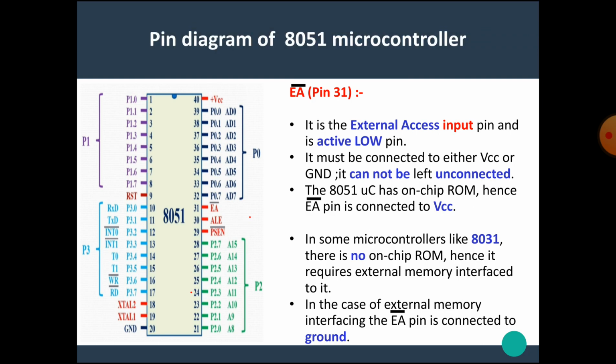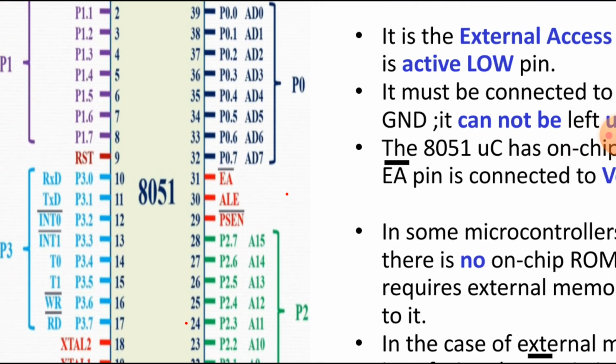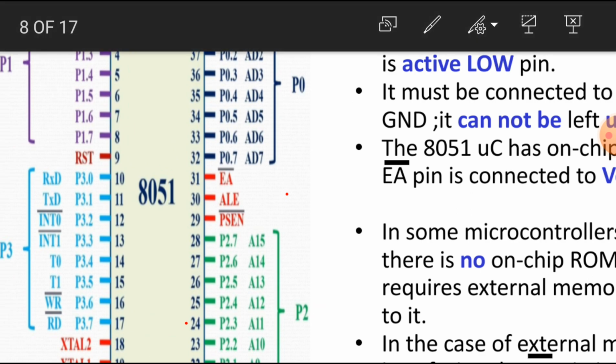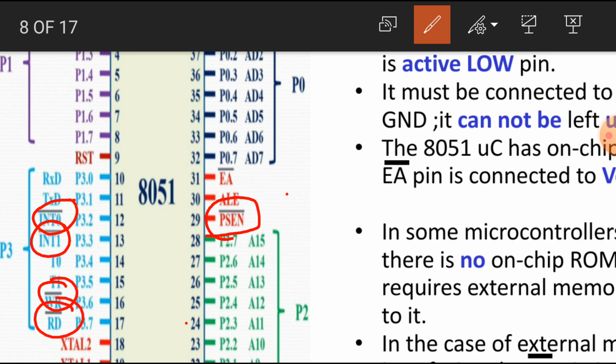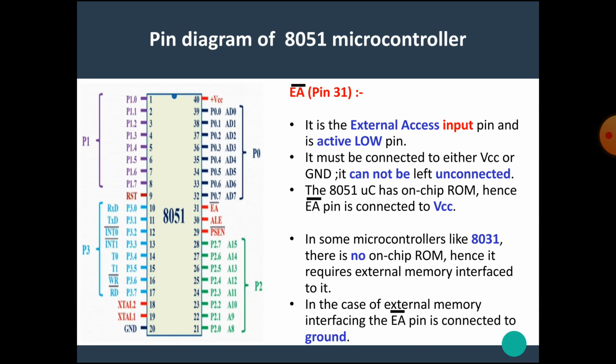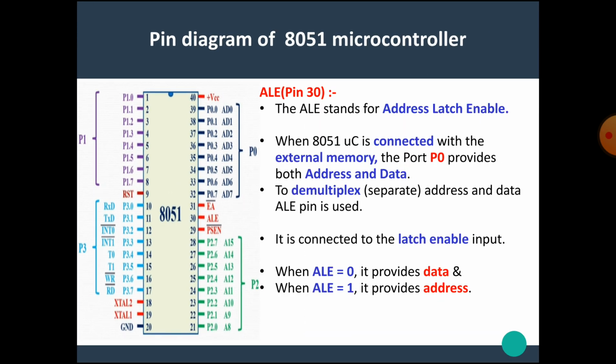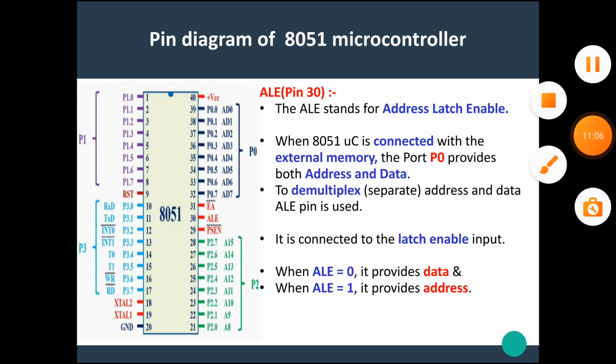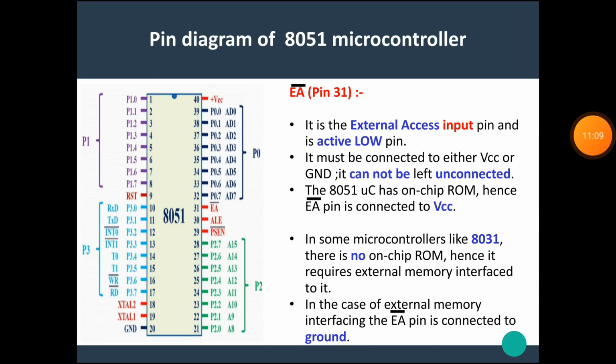In the pin diagram, we can find the other active low type pins. Here the PSEN pin is also active low type. INT0, INT1, WR bar, RD bar, these all are active low type pins. I hope you all understand the concept of active low and active high.